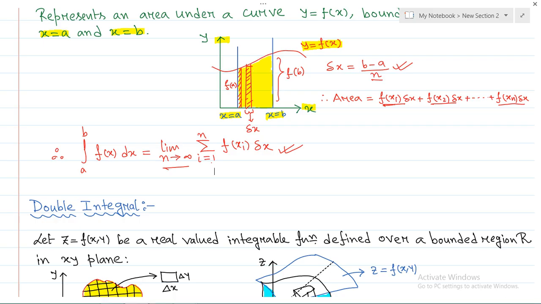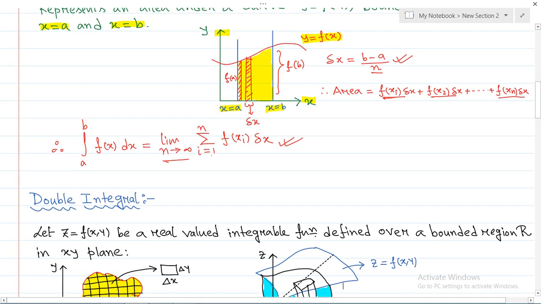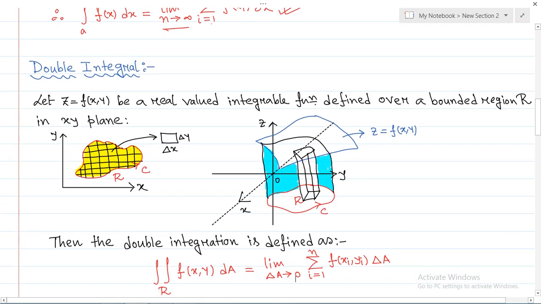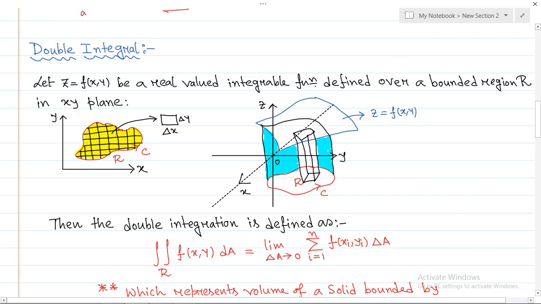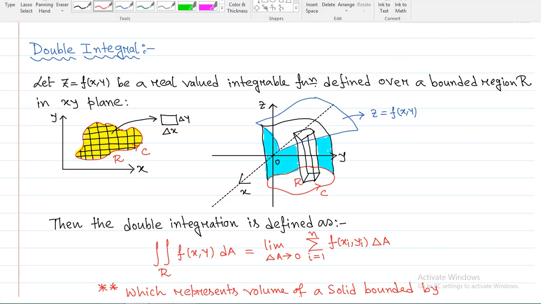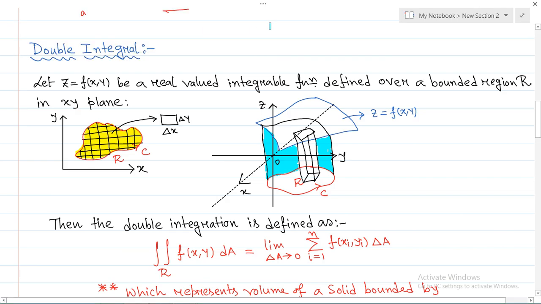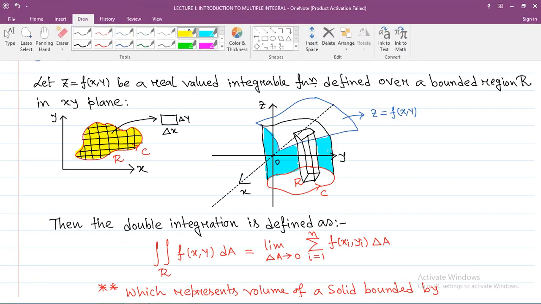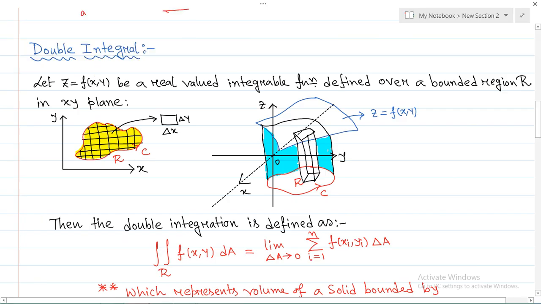Now we come to our concept of double integration. How to understand this double integration concept? It is quite similar to the previous one. If you have understood the line integral, then you will be able to understand this also.